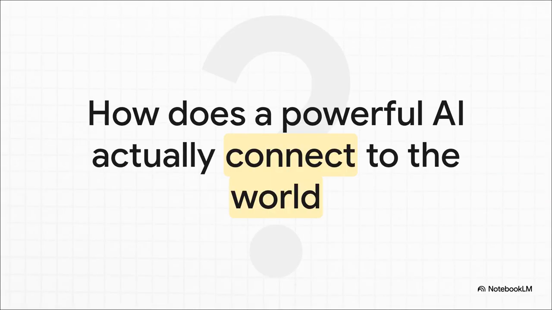And that's really the big question, isn't it? A large language model can write a beautiful sonnet or break down super complex data, but right out of the box, it's completely sealed off. It can't check the weather, it can't book you a flight, it can't even read a file that's sitting on your desktop. So how do we build that bridge between the AI's digital mind and the real physical world?